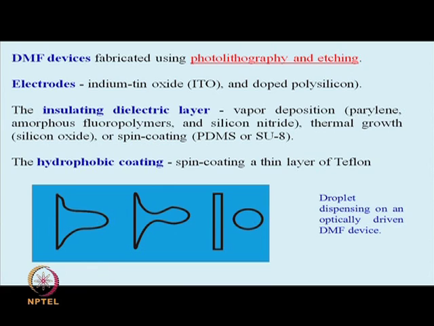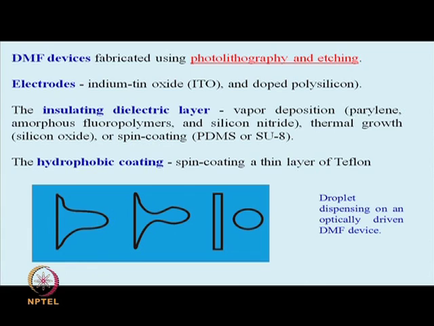And the hydrophobic coating that you see generally on the surface is Teflon. There is a specific solvent which dissolves Teflon, which is a fluorocarbon. So, in fluorocarbon, Teflon powder is dissolved and the dielectric is spin coated with Teflon, and this enhances the contact angle, and this also reduces the sticking of the droplet on the dielectric surface. So now the droplet is free to slide over the surface, and this provides enhanced mobility on such surfaces. So the coating of Teflon is extremely important. And the next figure which is shown here is very interesting.